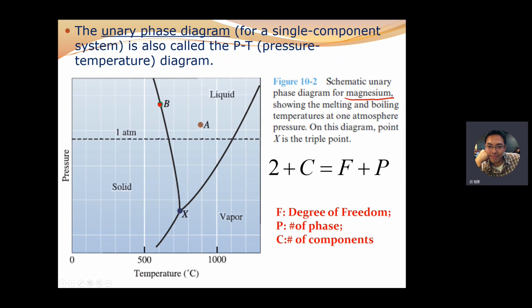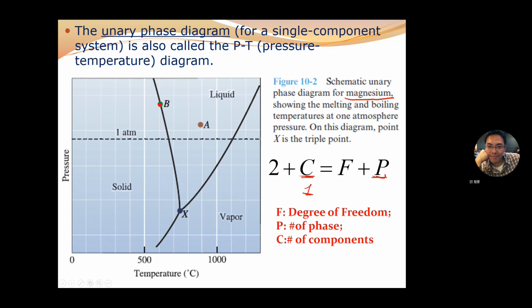Okay, so let's look at this. How many components does this phase diagram have? One, right? Magnesium. And how many phases at point B? It's an interface between solid and liquid. It's not an area, it's just a line.